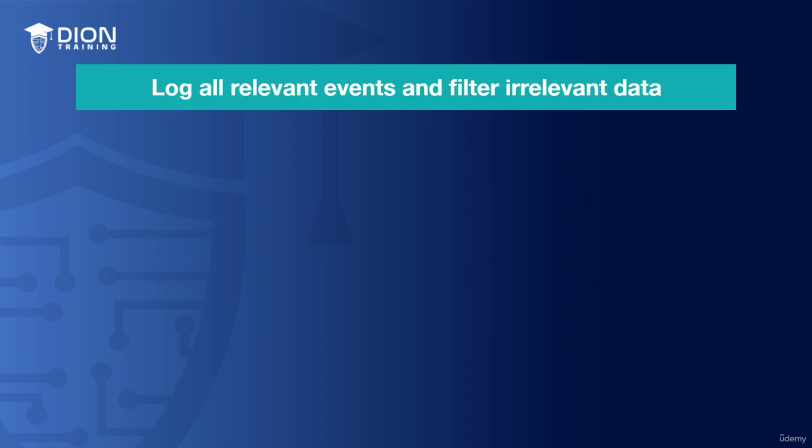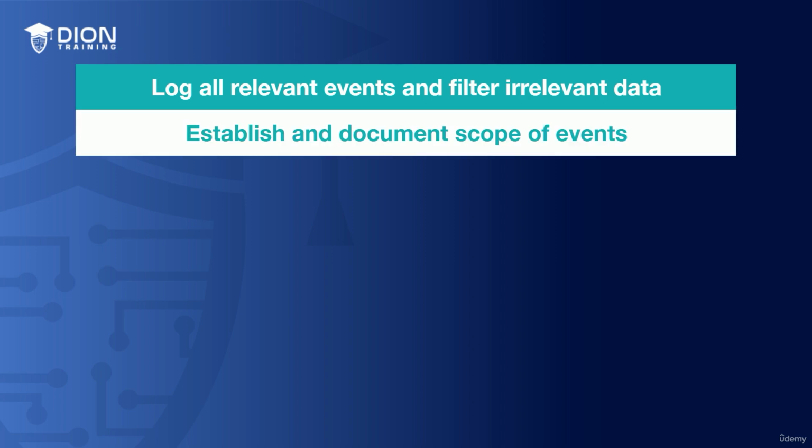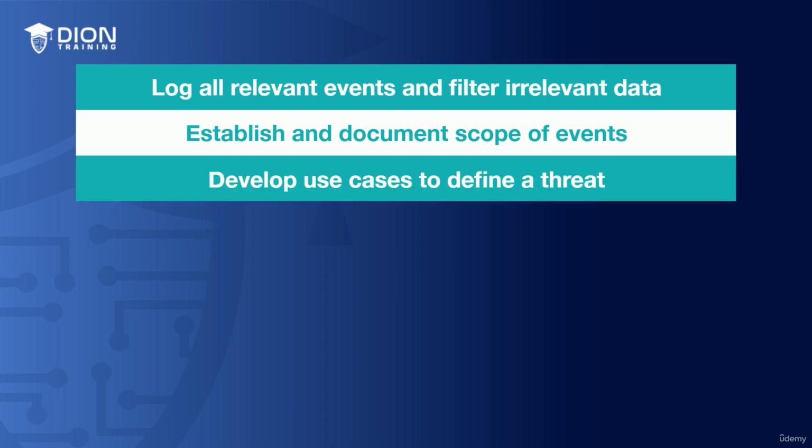Now, to effectively deploy a SIEM, you have to consider a lot of different things. First, you need to be able to log all the relevant events and filter out anything that is not considered to be relevant, because we consider that to be irrelevant data and we don't want to look at it. Second, we need to make sure that we can establish and document the scope of the events inside of our SIEM. Exactly what are we going to be logging and what's going to be considered inside or outside of our scope? Third, we need to develop use cases to define what a threat is.